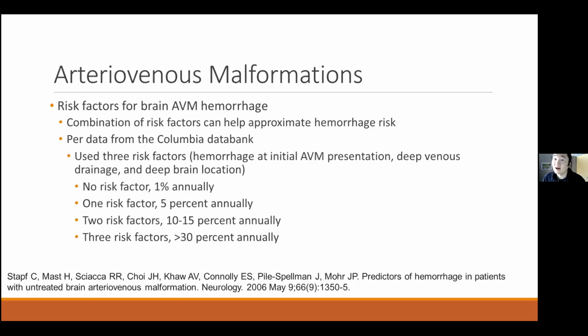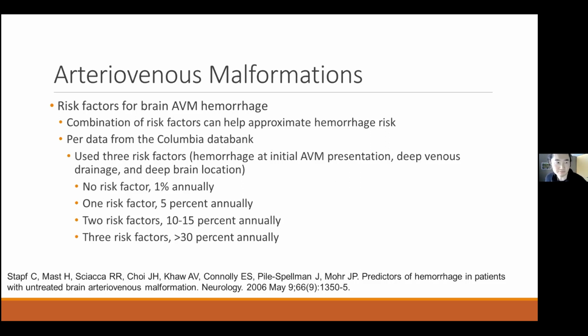Along those lines, categorizing AVM patients by the number of risk factors they have may actually help give a sense of their annual risk of rupture. We have data from the Columbia database that looks at 3 risk factors: hemorrhage at initial AVM presentation, whether it had deep venous drainage, and whether it was in a deep brain location. They tried to see what the associated risk was as a function of the number of those 3 risk factors. As you can see, the more risk factors you had, the greater the percentage of annual rupture. And there are these schemes out there to help risk stratify folks.